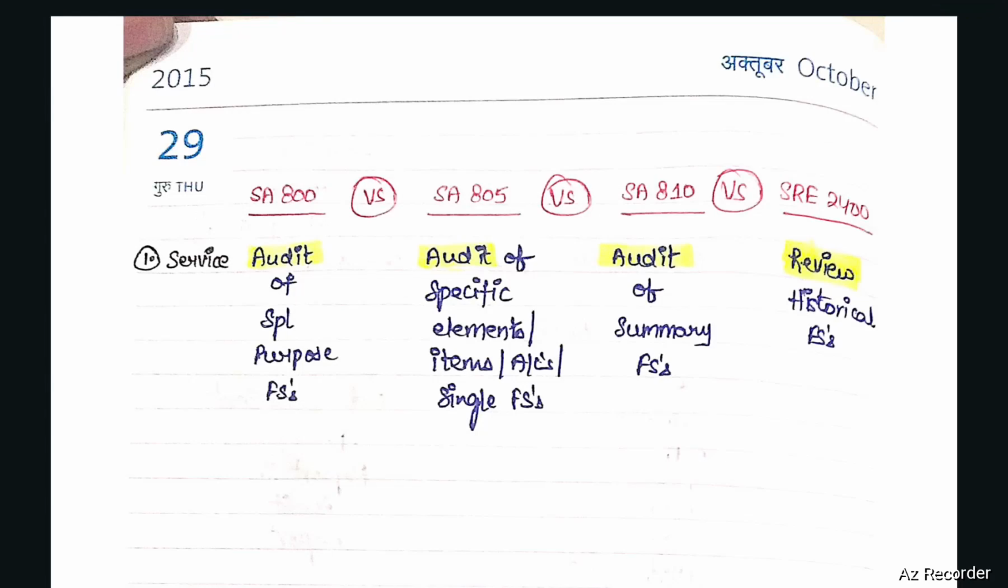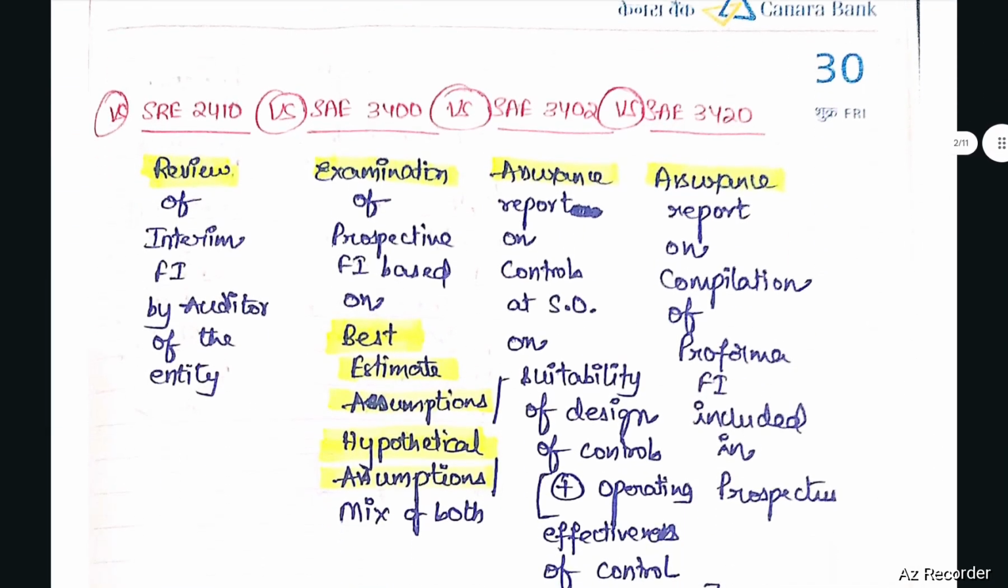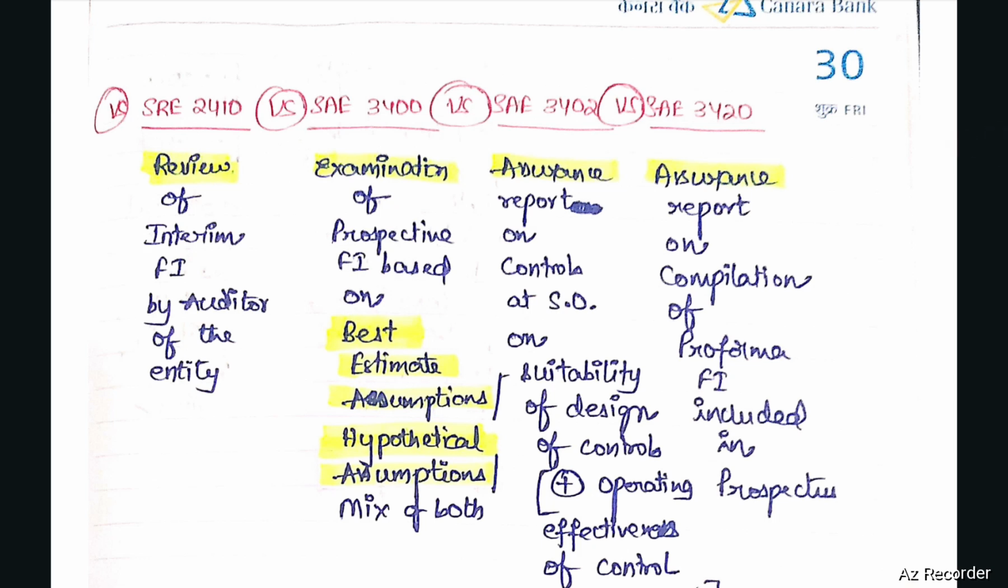Special standards comparison. First one, SA 800, audit of special purpose financial statements. SA 805, audit of specific elements, items, accounts, single financial statements. SA 810, audit of summary financial statements. SRE 2400, review of historical financial statements. SRE 2410, review of interim financial information by auditor of the entity.